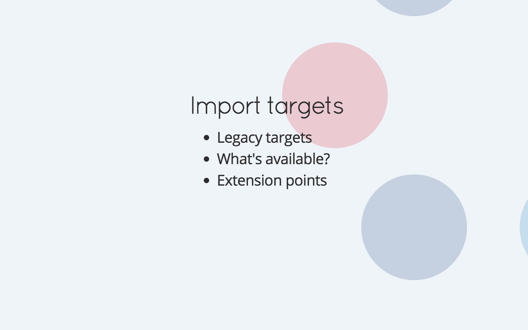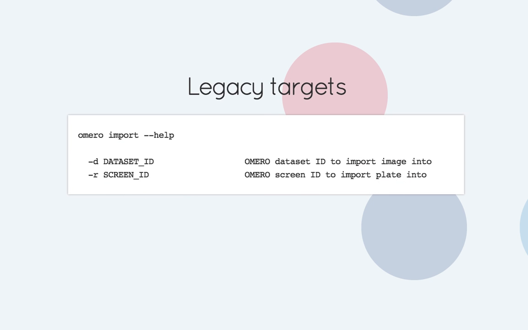So import targets. First of all I'll look at legacy targets, then what's available, and then the extension points. Import targets are a way of telling the system where we'd like the import to end up, which dataset or which screen. The legacy targets that have been around in the command line for quite a while are -D and -R for the dataset and the screen.